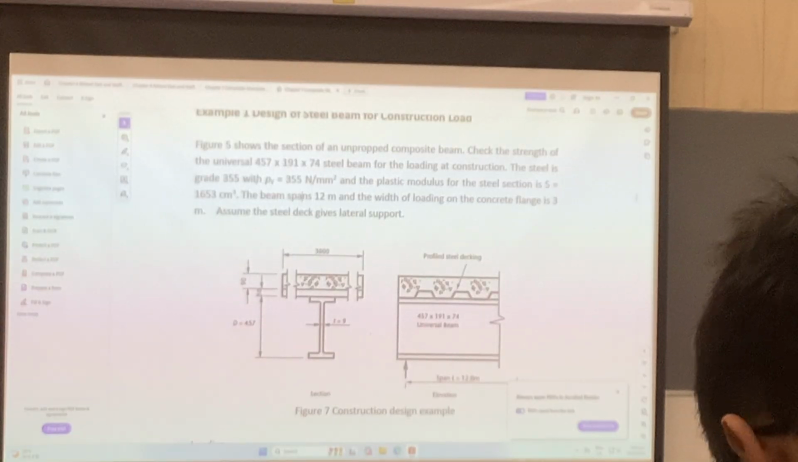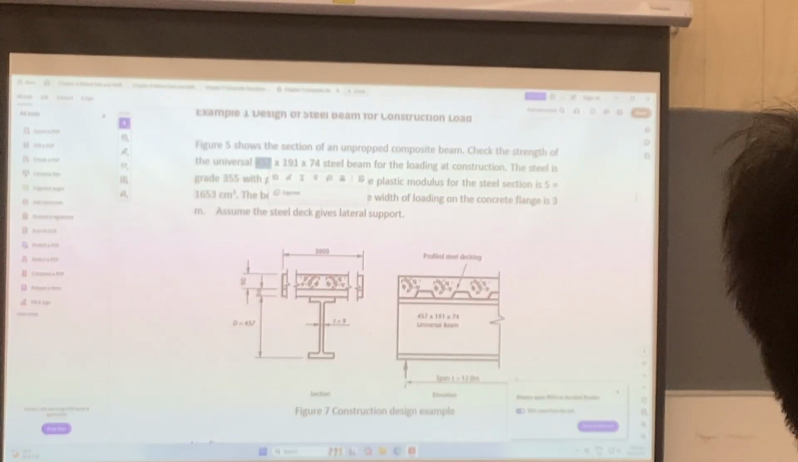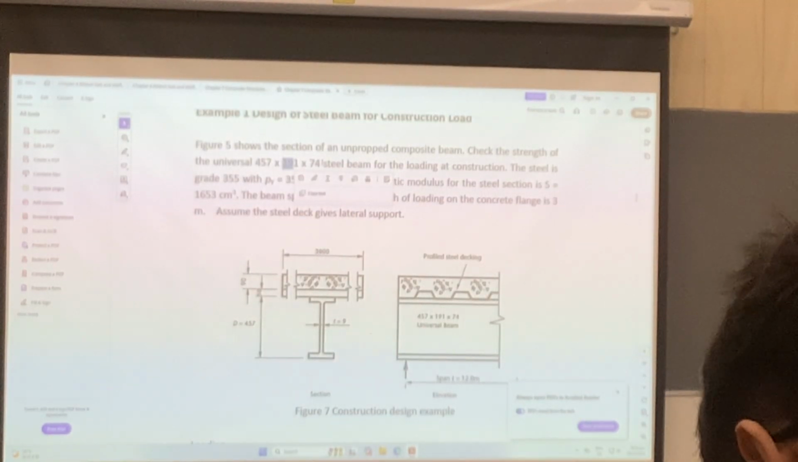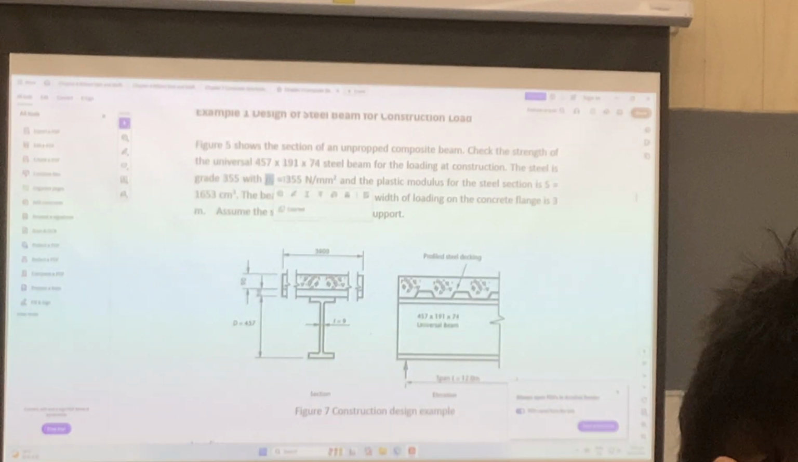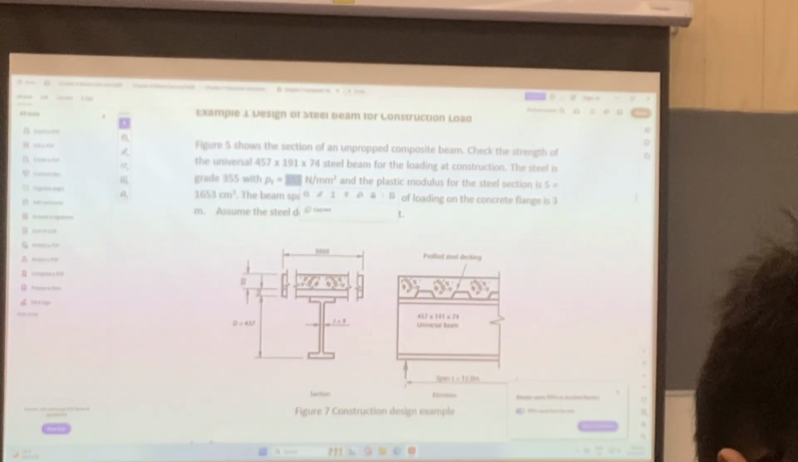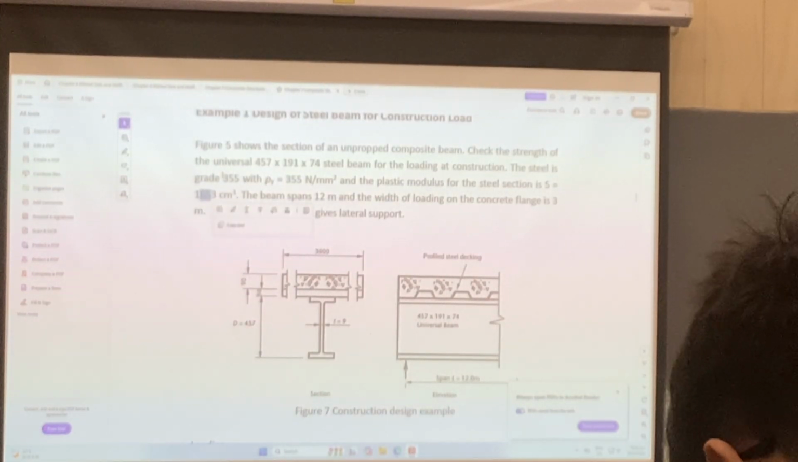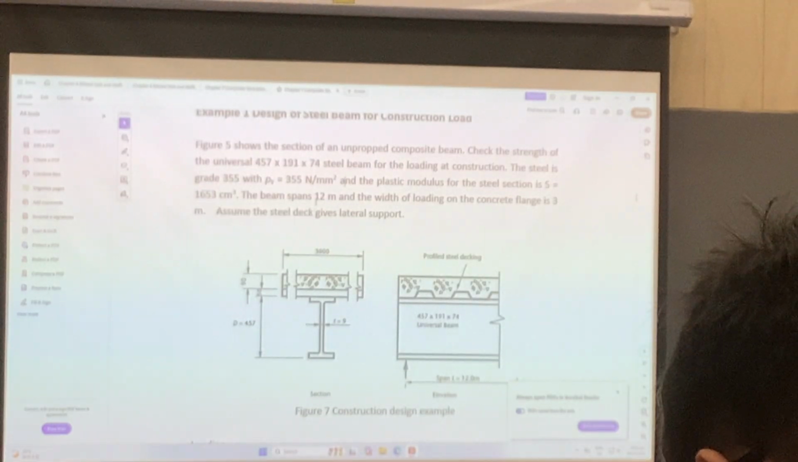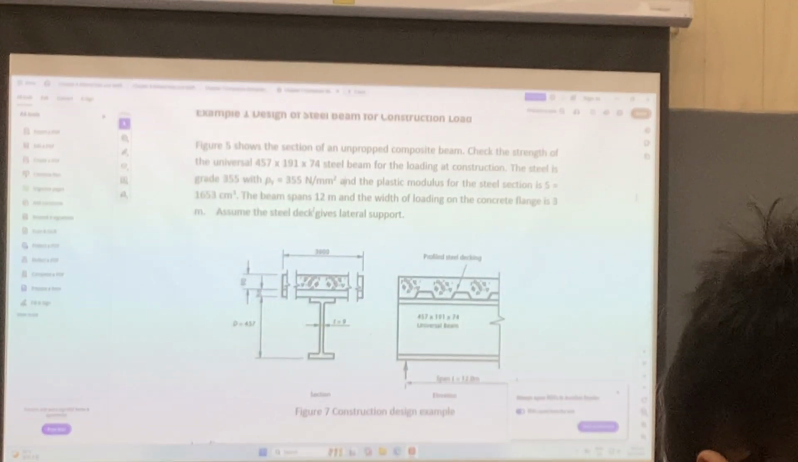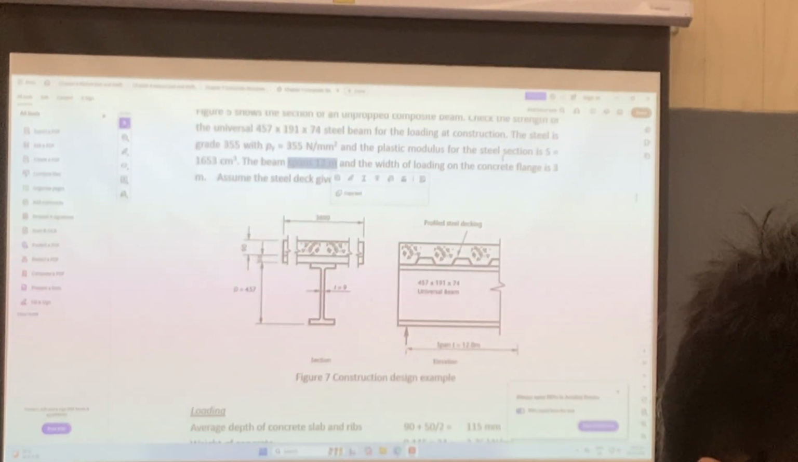Anyway, then this is the depth, and then this is around the width, and then this is the weight, okay? And then the Py is the design strength of the steel, and the S is the plastic modulus, 1653 cm cube. And then the beam, this one spans 12 meters, okay? And then you can see that the concrete flange itself is 3 meters, okay?